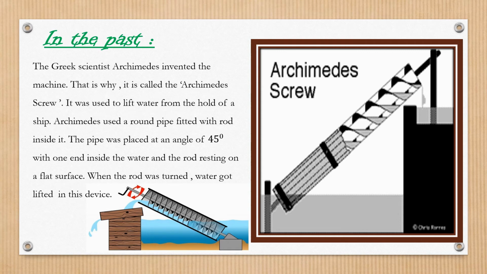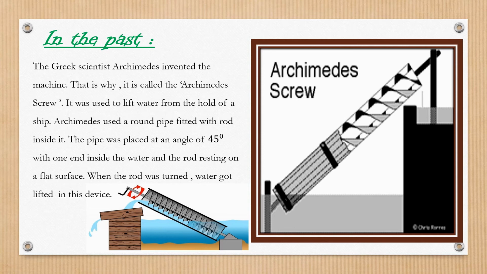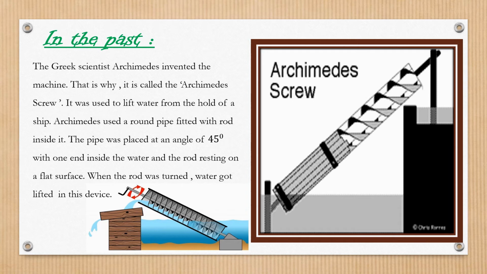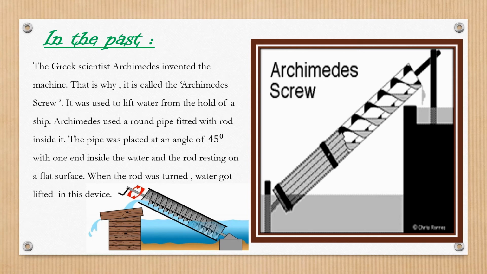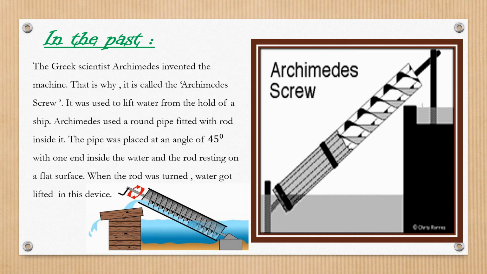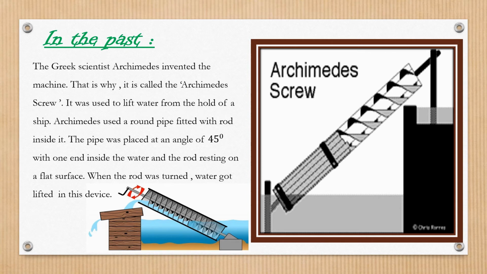Now students, in the past, the Greek scientist Archimedes invented a machine. That is why it is called the Archimedes screw. It was used to lift water from the hold of a ship. Archimedes used a round pipe fitted with a rod inside it. The pipe was placed at an angle of 45 degrees with one end inside the water and the rod resting on a flat surface. When the rod was turned, water got lifted in this device.